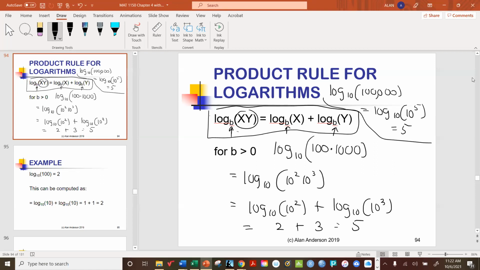Oh, okay. And you said that the base has to be the same, right? Yes, that's right. The base has to be the same in all three cases. You can't mix and match bases, otherwise none of this works. Oh, okay. So, all right, thank you.